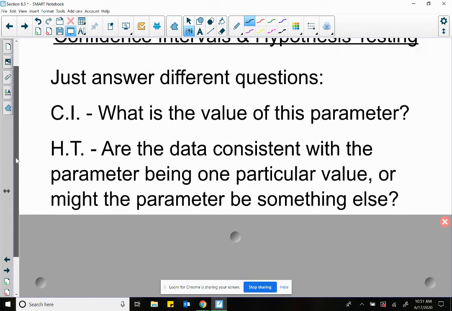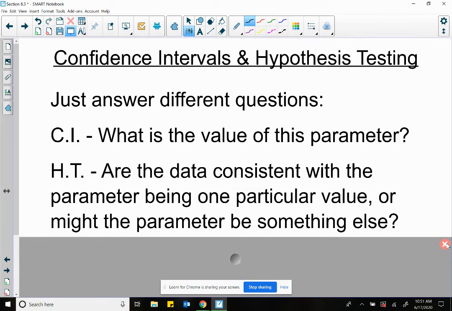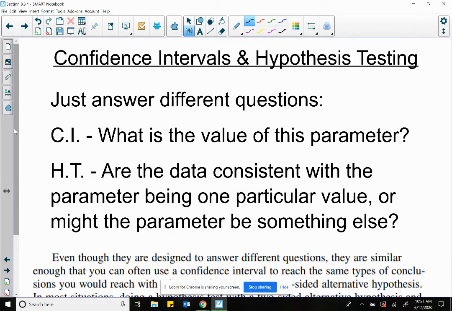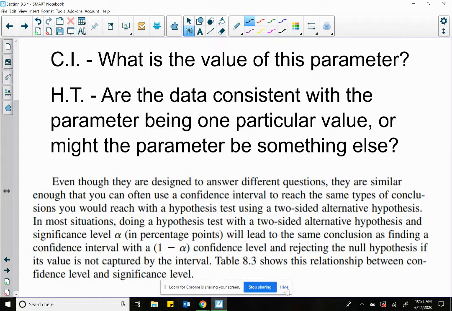Now, how do they relate? Simple. And again, I like using the book. The book does a great job. I love the book stuff. So right here, even though they answer different questions, they are similar, okay? Because you can reach the same types of conclusions you would reach with the hypothesis test using a two-sided alternative hypothesis. So if you're doing the two-sided alternative hypothesis, you can get the same answer, okay?